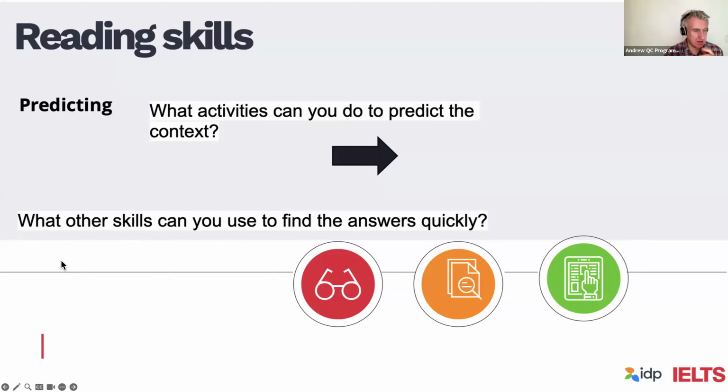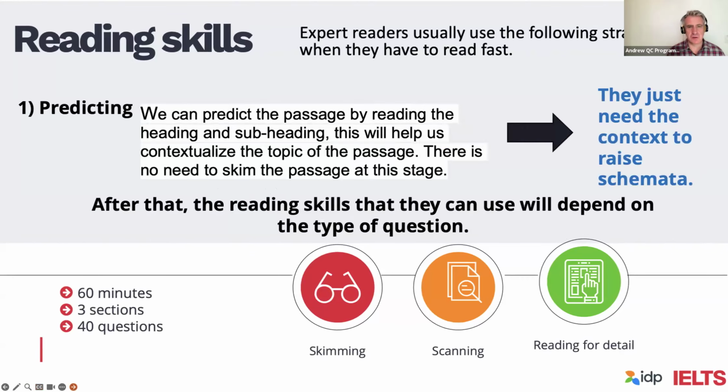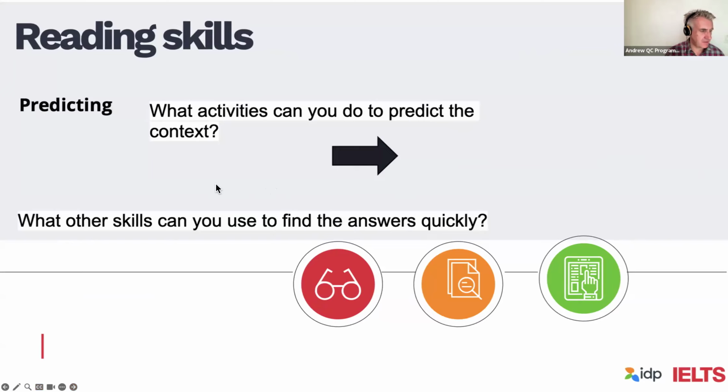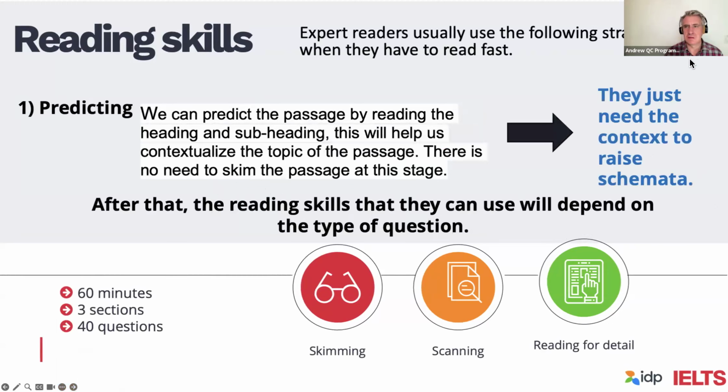So one thing we're going to learn about is that we can use the question stems to predict the context. Right? Then having predicted the context, we can then use skimming and scanning processes to then find the answers quickly. Right.